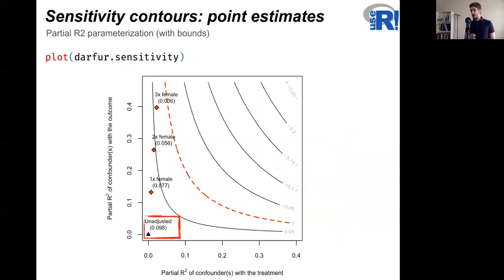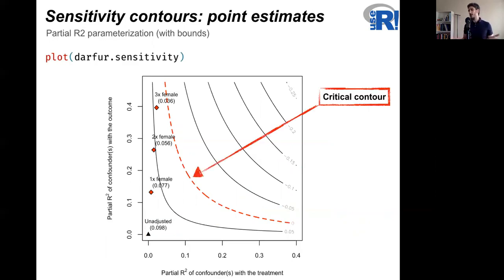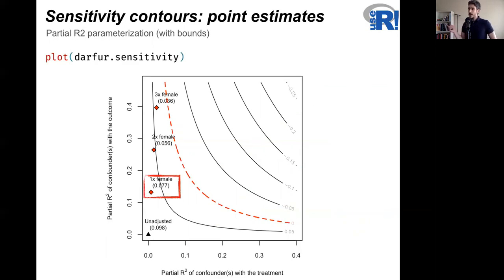So starting from the bottom left, we have the original estimate of 0.098, which assumes no confounding. And as we move along the diagonal, confounding is assumed to be stronger, to the point of eventually flipping the sign of our estimate, which is represented here by the red contour line at zero. The red diamonds here indicate the maximum strength of confounders if they were once, twice, or three times as strong as Fameo. And as we can see, such confounders are not strong enough to bring the estimate down to zero, although of course they could substantially reduce the effect size.